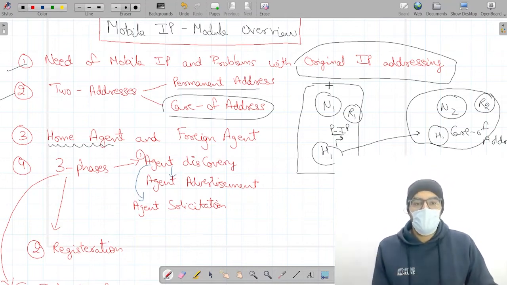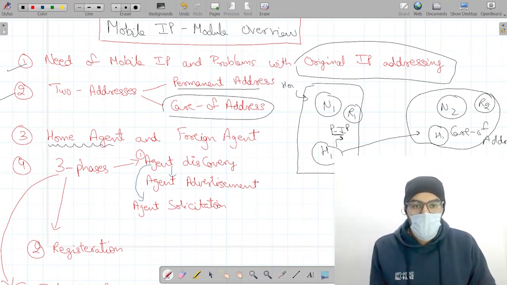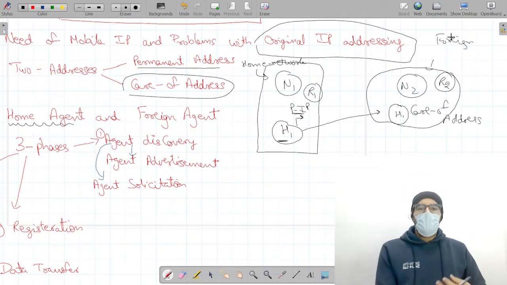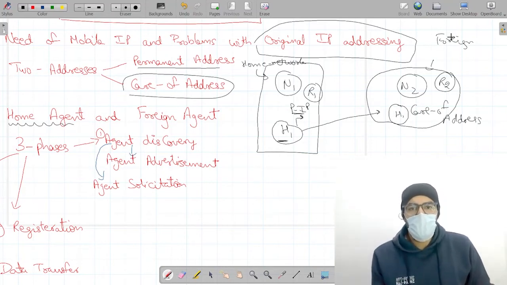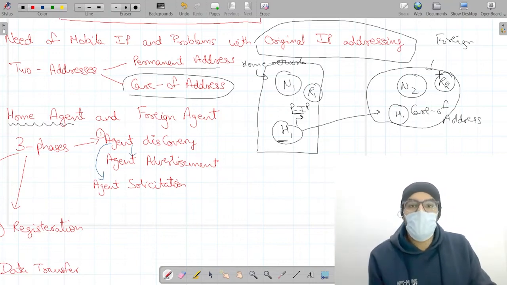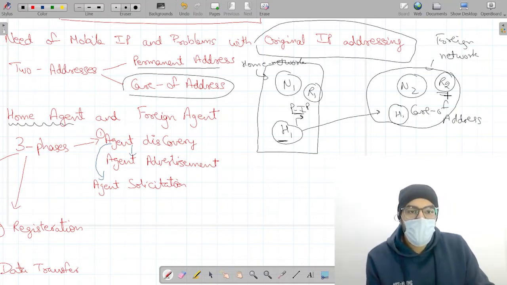So this is what we call the home network for host 1, and this we call the foreign network, because whenever we travel to some foreign country, we go there as a tourist, we don't live over there. If we are just moving around for tourism, then we are not going to live there. So we call that particular network the foreign network, and the router in that network the foreign agent.